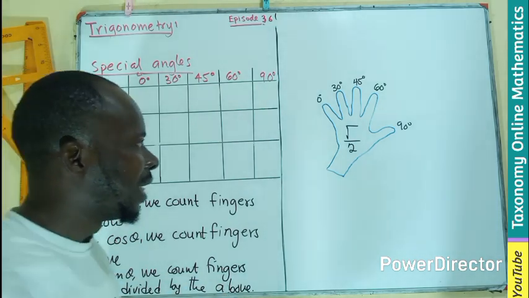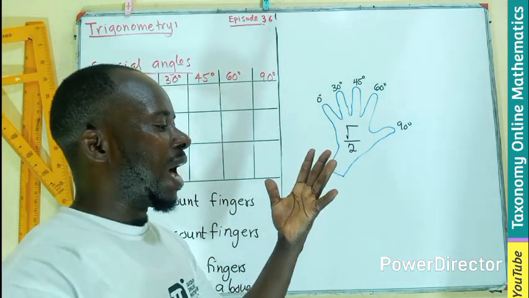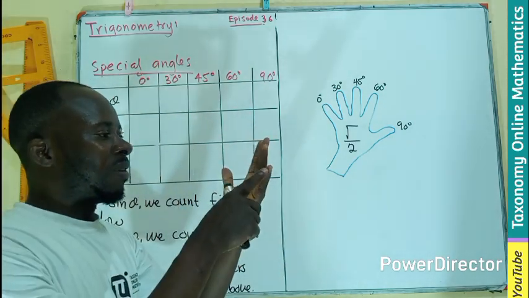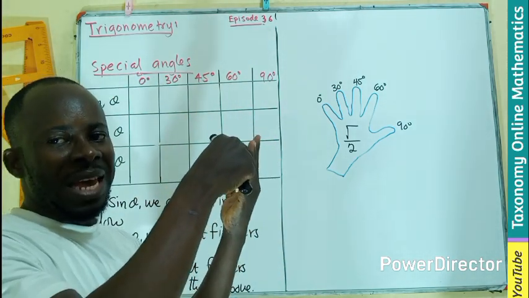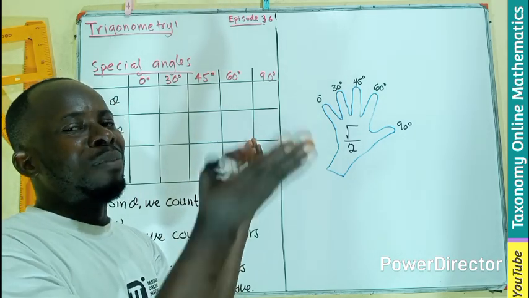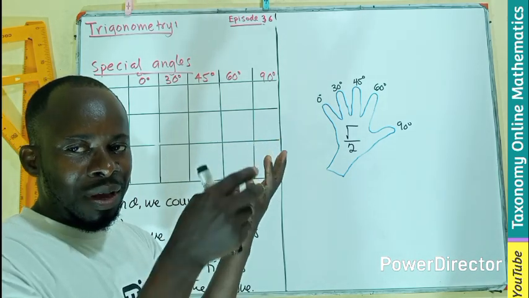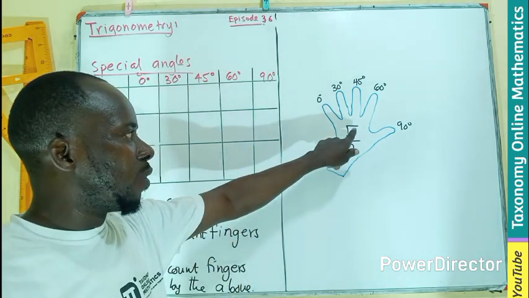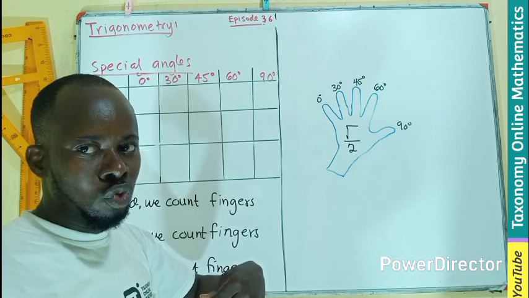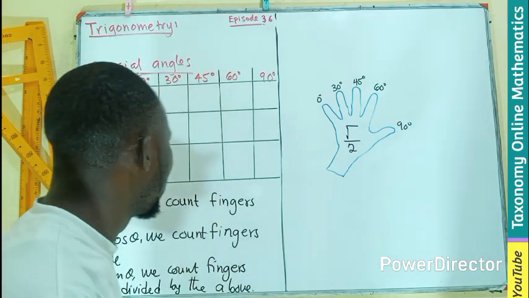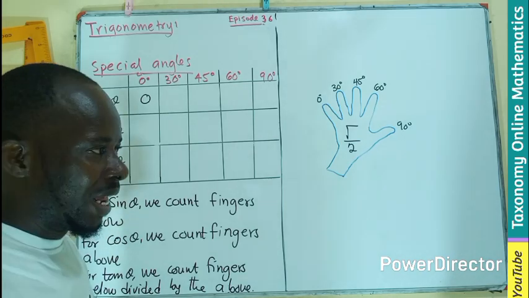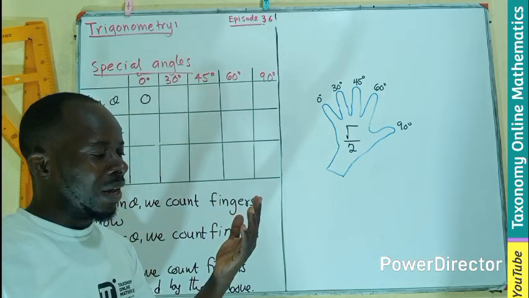So let's make a demonstration. This is what I have. So 0, if I'm looking for sine 0, how many fingers are below this? No finger, meaning 0. So 0 under the root, meaning root 0 divided by 2. That will give us 0. So sine 0 will be 0. Then let's pick it for all of them at once.